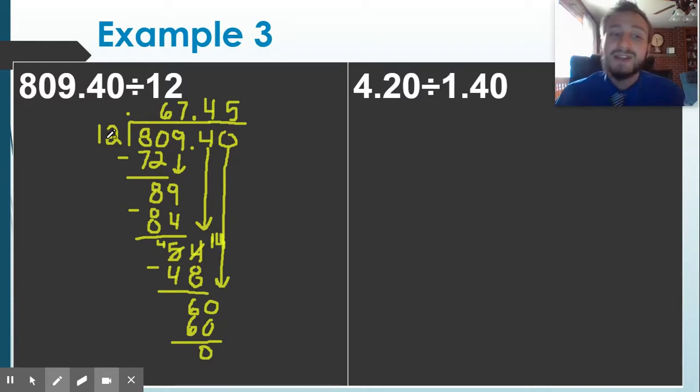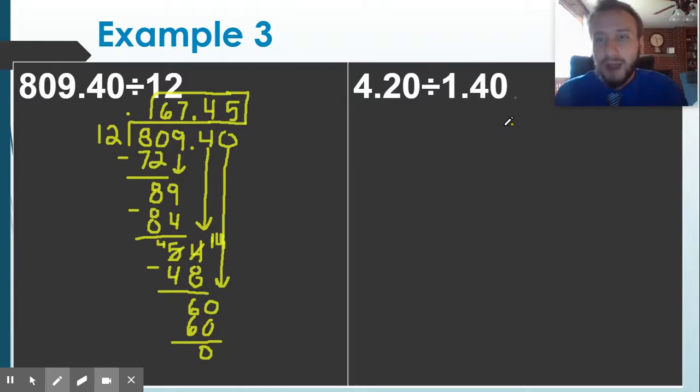All right, so that means that 809.40 divided by 12 gives you 67.45, or 67 and 45 hundredths. That's your final answer. So that's dividing a whole number into a number with a decimal.